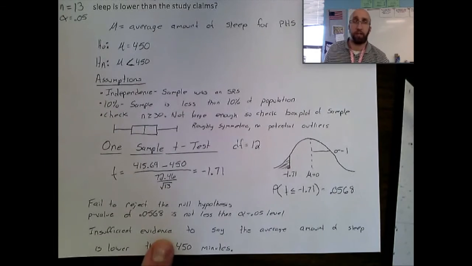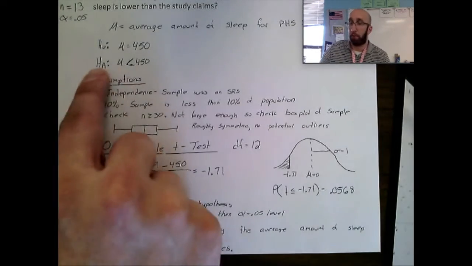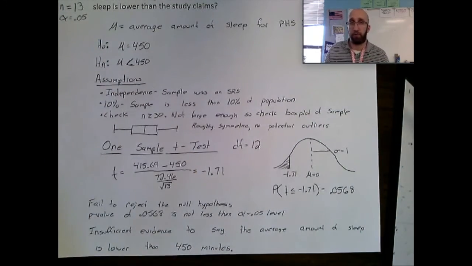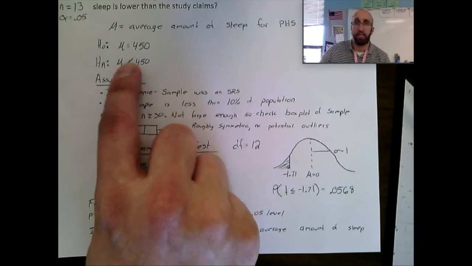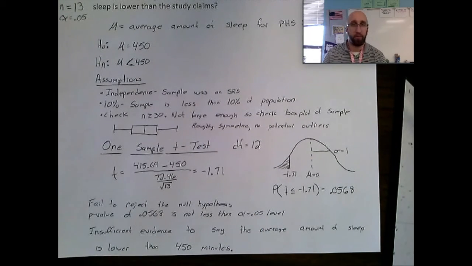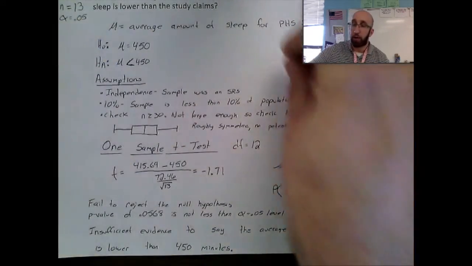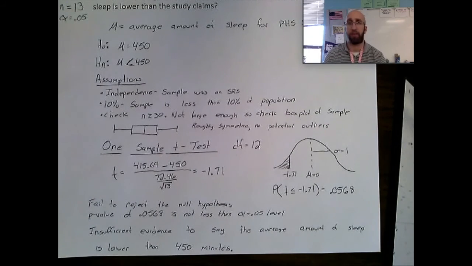There is insufficient evidence, so I have not brought enough evidence to prove that this alternative is true. So I'm just going to say what the alternative is in words. Insufficient evidence to say the average amount of sleep is lower than 450 minutes. So I did not provide enough statistical evidence to say, yeah, the alternative hypothesis is what is going on here. So that was a hypothesis test. Yeah, quite lengthy. Make sure you have all these pieces along the way because they all serve a purpose. And again, that was a one sample t-test.